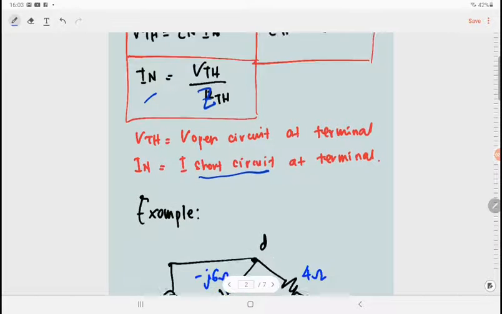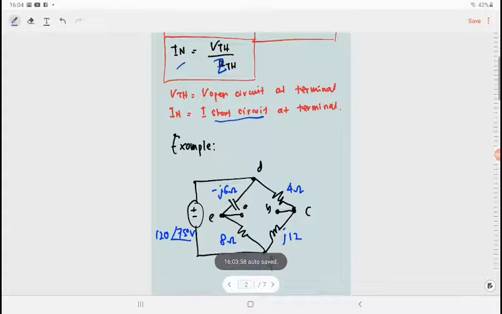Okay, so we go straight away to the example, right? You are given a circuit. If you see, this circuit is already in the form of the phasor, or frequency domain, right? So you have a voltage source over here, you have a capacitor, resistor, and inductor, and also a resistor over here. Our aim is to find the Thevenin equivalent circuit at terminal AB. So this is where terminal AB is, right?